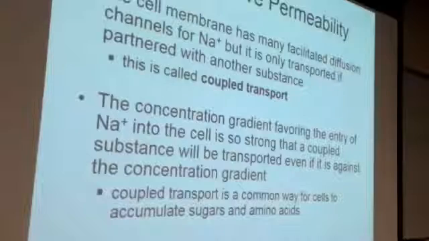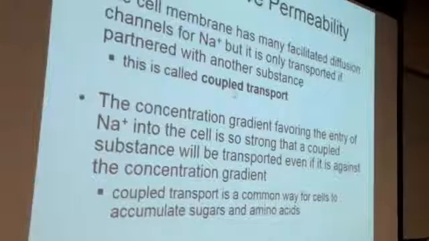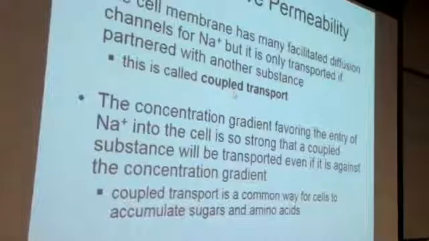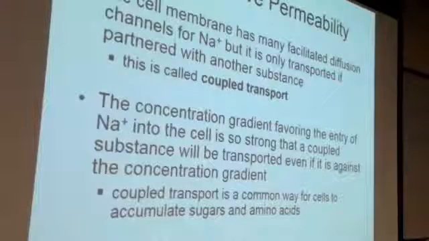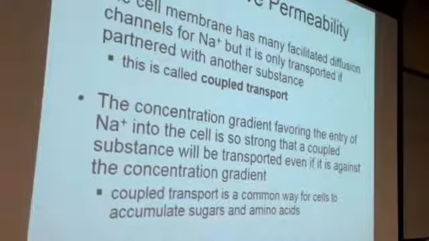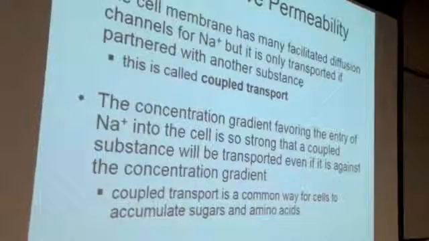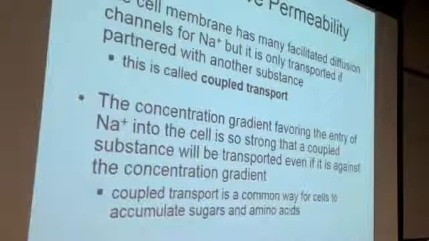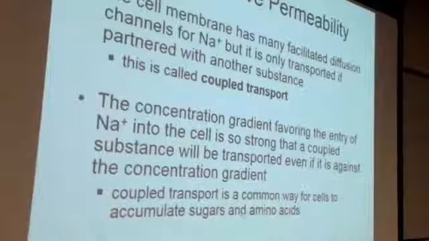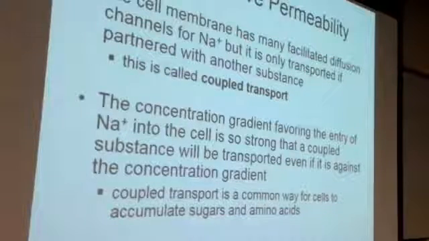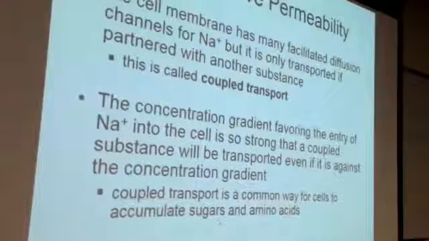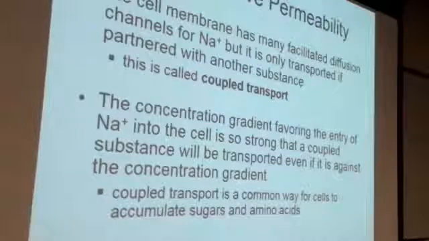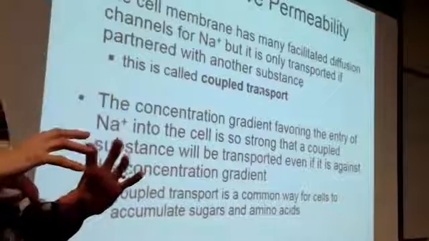Coupled transport. Coupled transport is when two things move in or out together. Okay. They give you an example down here. Sugars and amino acids. They are separate organic groups, but they tend to pair up. Okay, so it says coupled transport. Those sugars and amino acids usually pair up and come into the cell together.